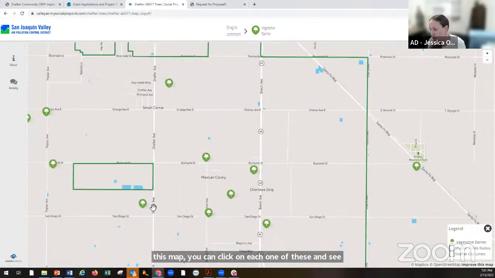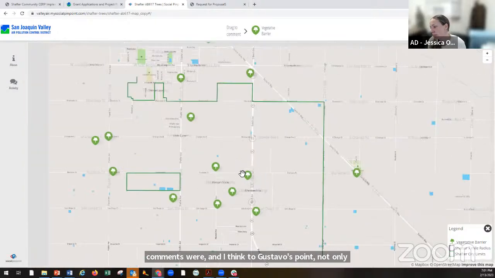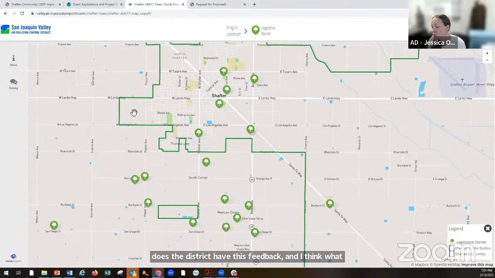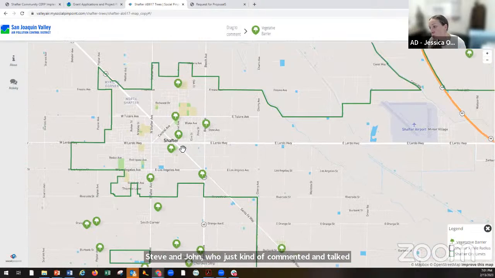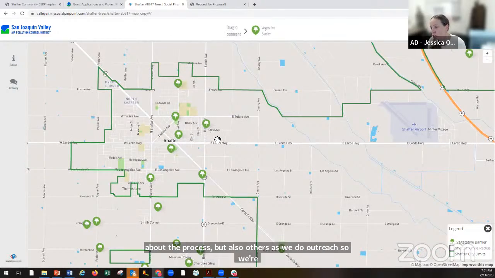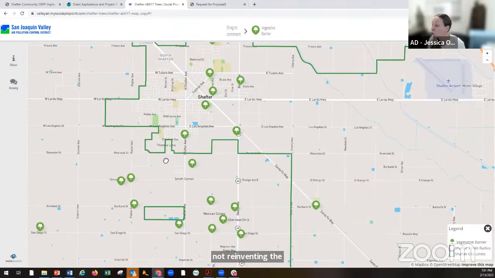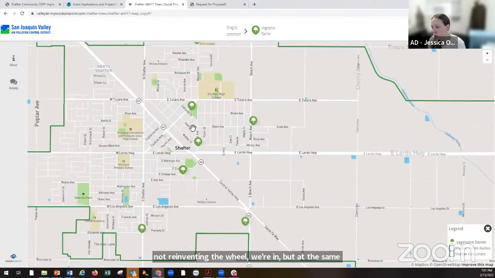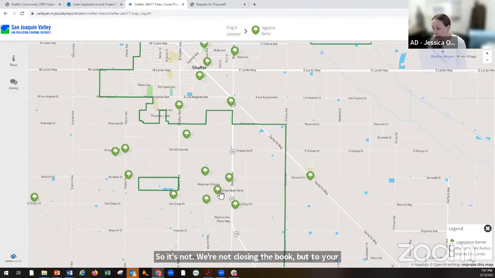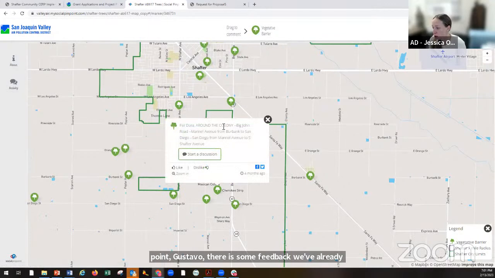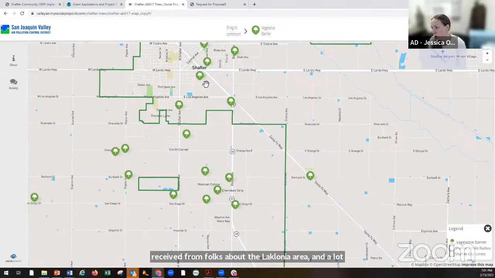And to Gustavo's point, not only does the district have this feedback, but we can continue to share this with Steve and John, who just commented and talked about the process, and with others as we do outreach. So we're not reinventing the wheel, but at the same time we're still open to other concepts. We're not closing the book, but to your point, Gustavo, there is some feedback we've already received from folks about the La Colonia area, and a lot of very specific comments about the area.